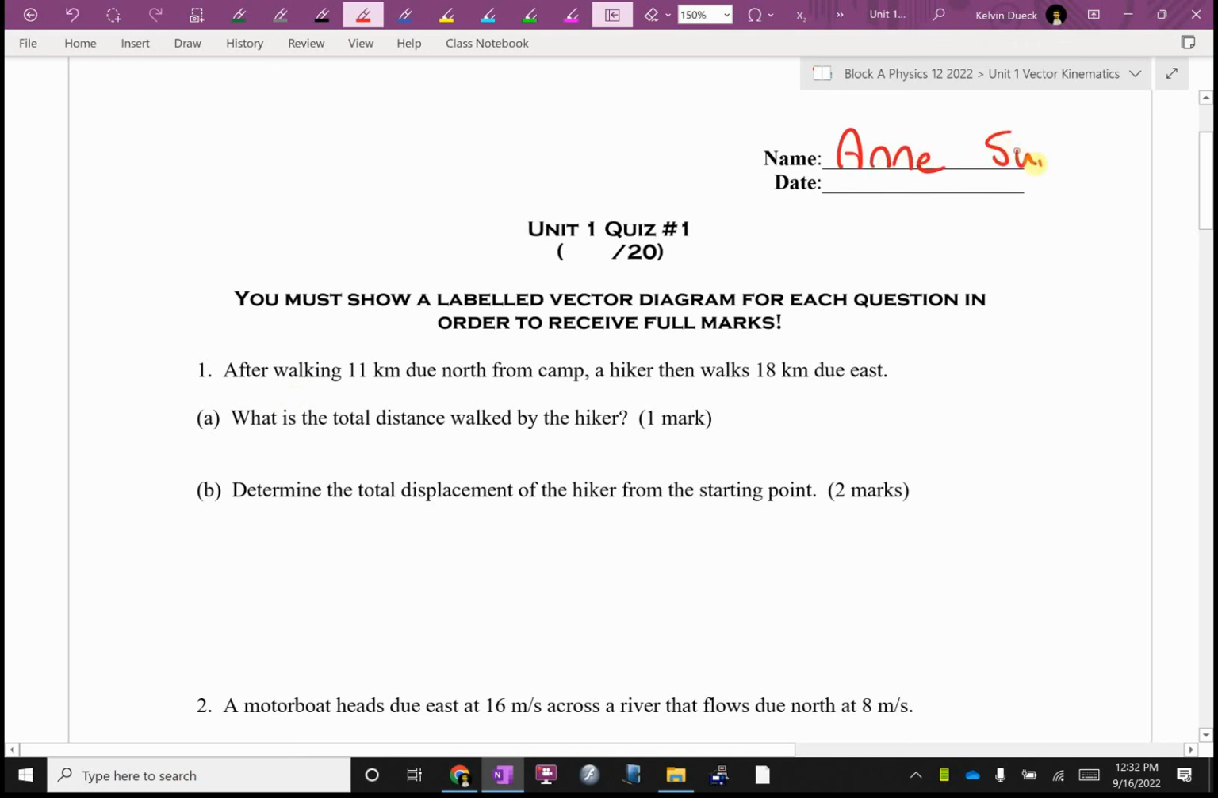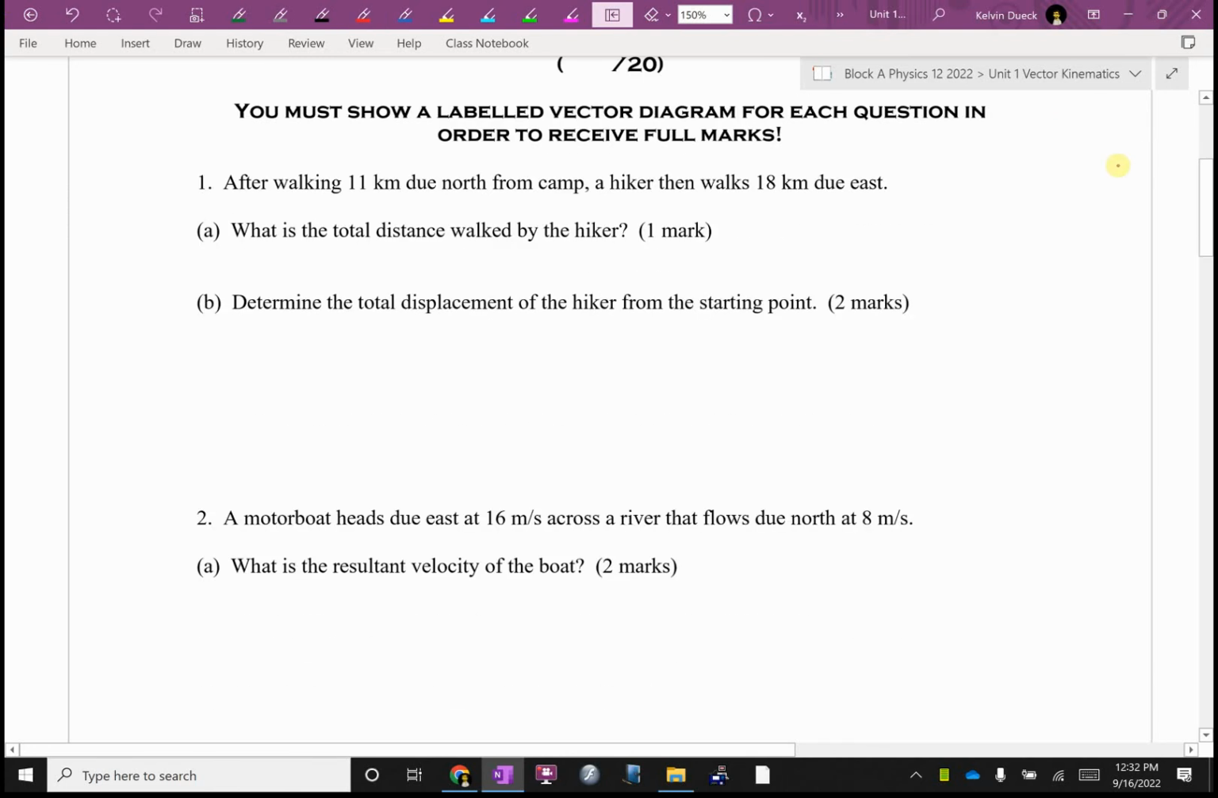We have good old Ann. After walking 11 kilometers due north, you know what? I'm going to do a compass rose. A hiker then walks due east. What's the total distance? Well, the distance is going to be 11 plus 18. It's 29 kilometers. It's the scalar.